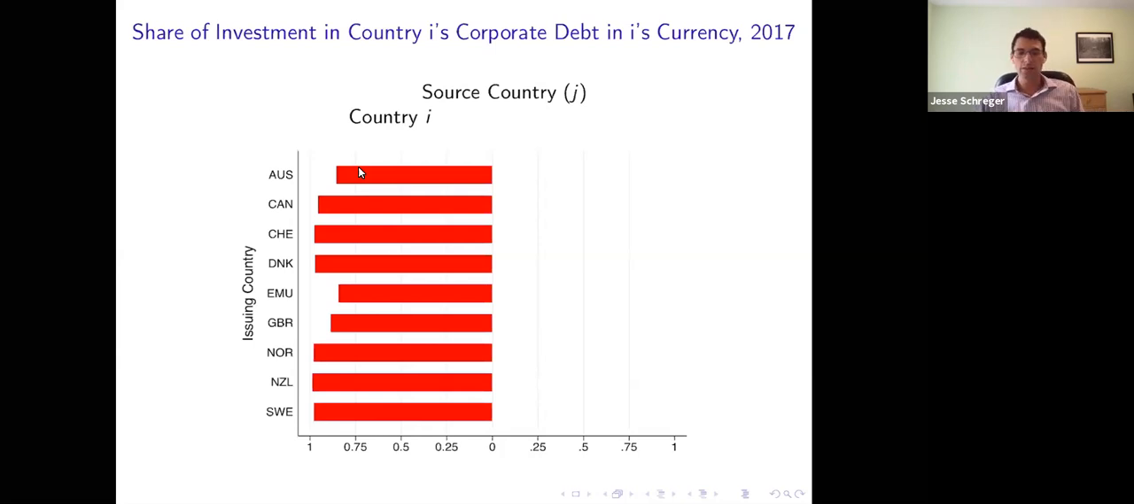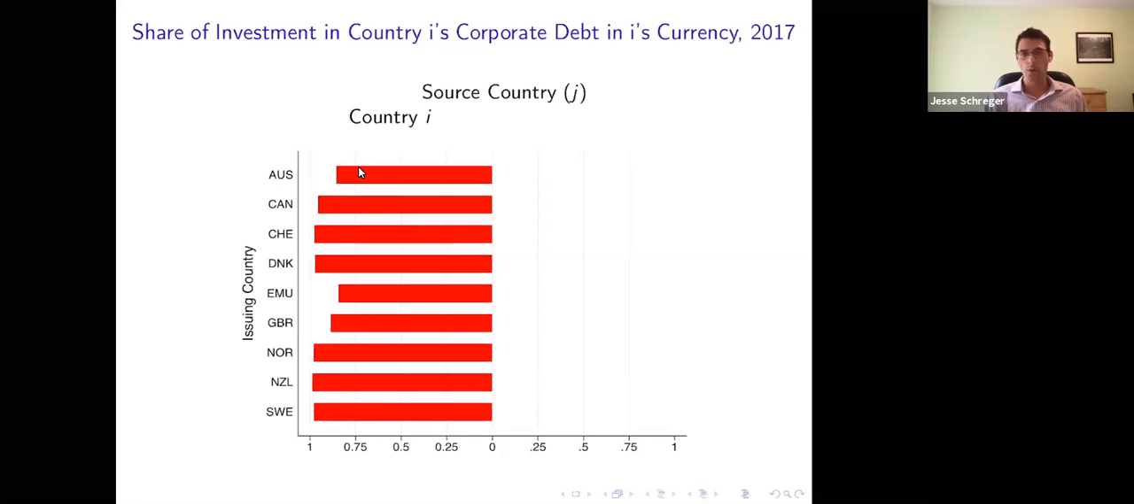This is looking at the currency composition of corporate bond investment for nine developed markets: Australia, Canada, Switzerland, Denmark, the Euro area, Great Britain, Norway, New Zealand, and Sweden. Let's look at the Canada line. What this is saying is that when Canadian mutual funds invest domestically, in domestic Canadian corporate debt, over 90% of those securities are actually in Canadian dollars.